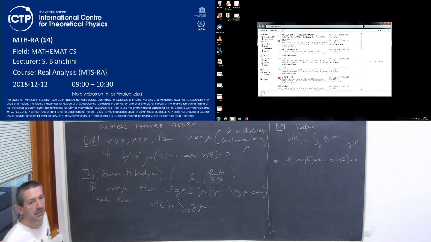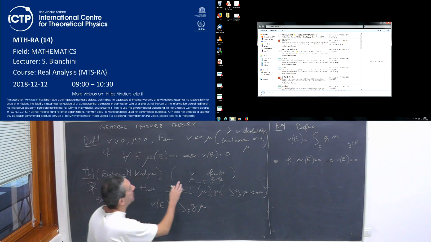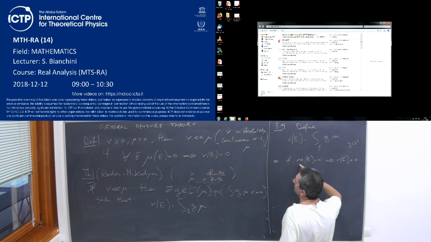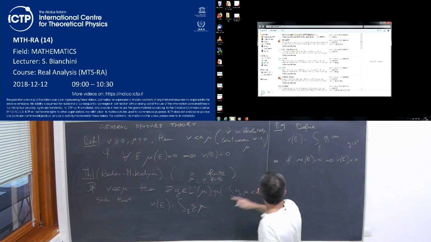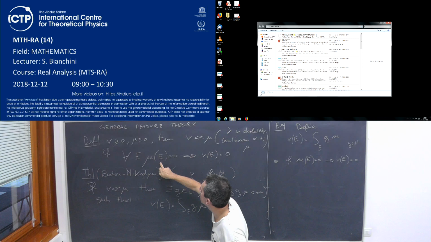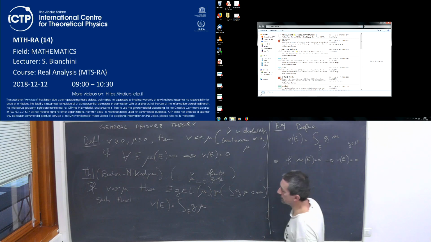I think the order is reversed, because here we integrate with respect to the measure m, and the premise is that the measure of E with respect to m is 0. But here the role is reversed. Yes, but here we integrate with respect to mu. So here I'm replacing m with mu. So m equal to 0 becomes mu equal to 0. Okay, and then it's okay.